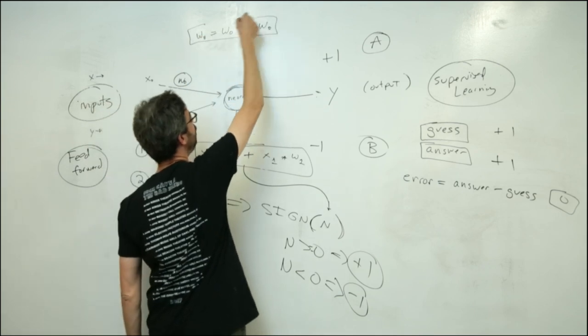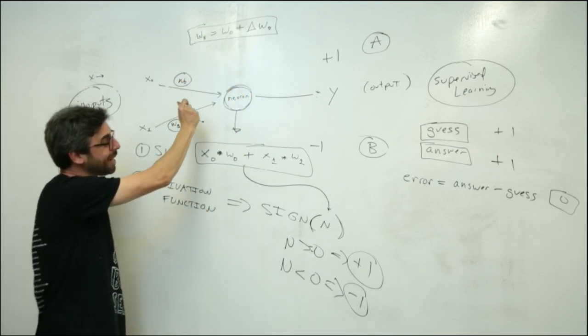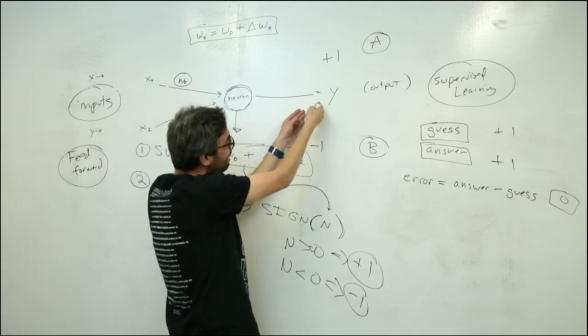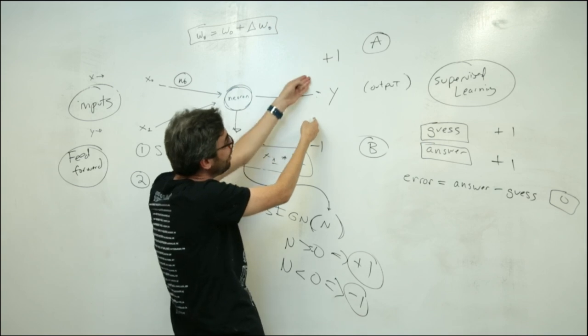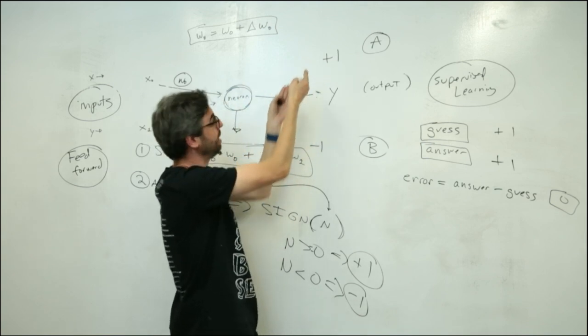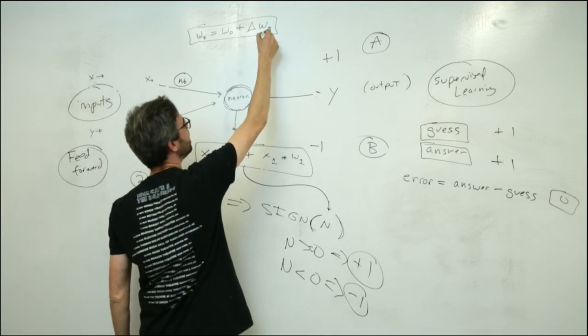I want to adjust the weight. If there's a mistake, I want to make a tweak. I want to make the weight a little bit higher or a little bit lower, right? Because maybe my weighted sum got me below negative one, but it should be a plus one. If I make that weight higher, maybe that'll push the output up to positive. So the issue becomes, how do I calculate that delta weight?